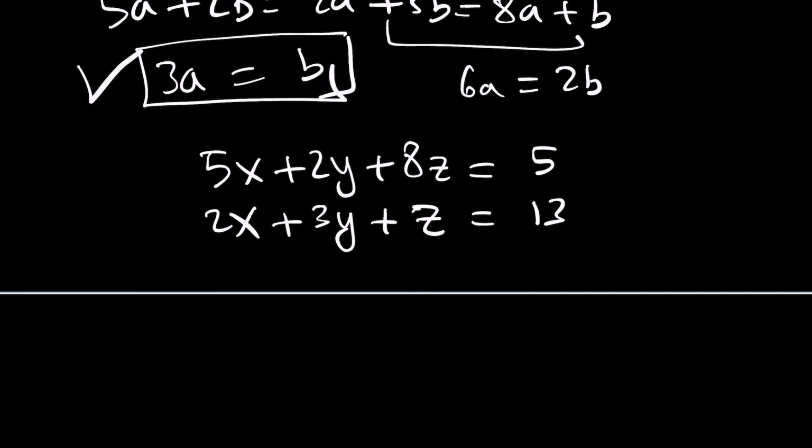Now, here's what it means. Remember, I multiplied this by a and this by b, and I just found out that b is supposed to be 3 times a. So whatever I pick for a, b is 3 times a, right? So let's say we pick 1 for a, which means we're not really multiplying. Then b can be 3. Let's see what happens after we do this.